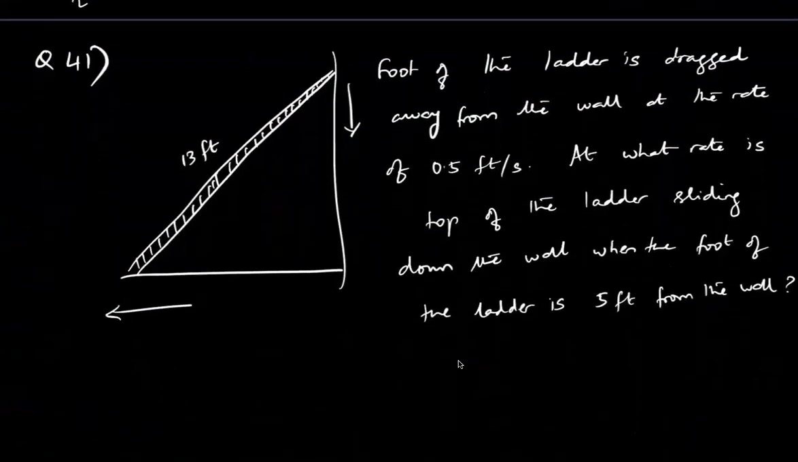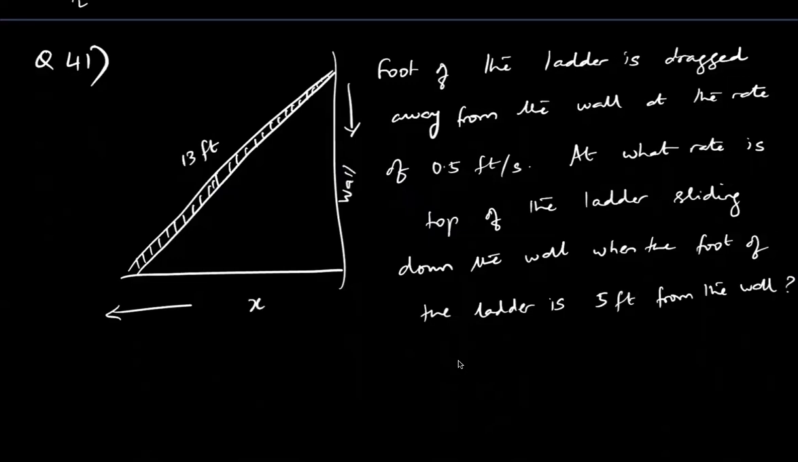Okay, so we saw a right triangle problem, right? Then we saw the cone and the cylinder problem. Now we are going to go back to seeing another right triangle here. What it says is that the foot of the ladder is dragged away from the wall. So this is the wall. It is dragged away from the wall at the rate of 0.5.